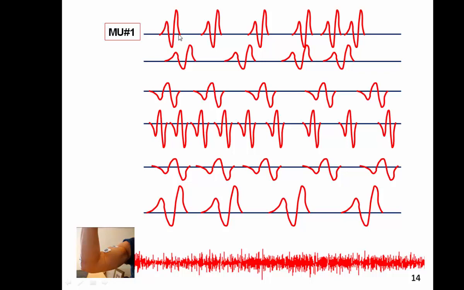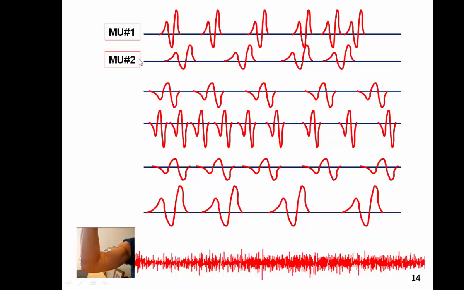It discharges an action potential, then another one, and each of the action potentials generated from the activation of this one motor unit will have the same basic shape every time. But as the contraction continues, we see that the frequency of activation starts to increase. So this motor unit starts activating at this particular rate, and because these action potentials are appearing closer in time, the frequency of activation starts to increase.